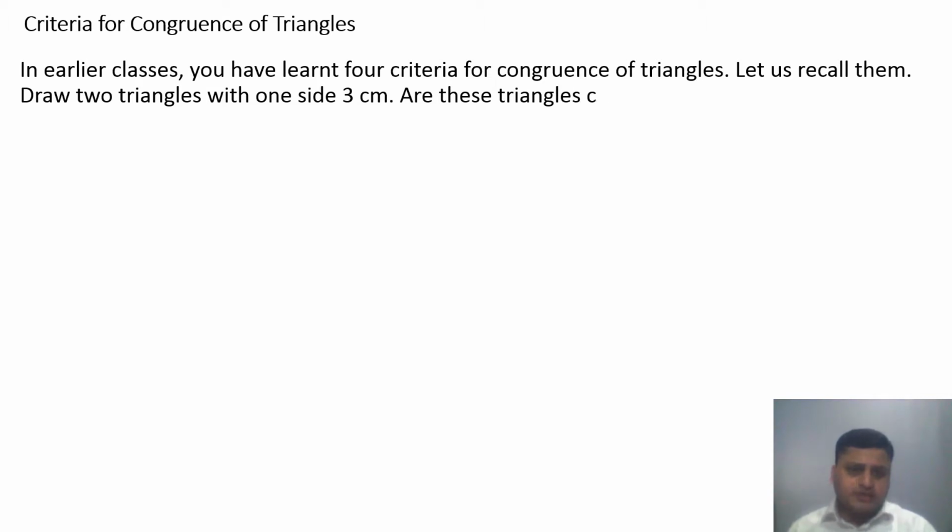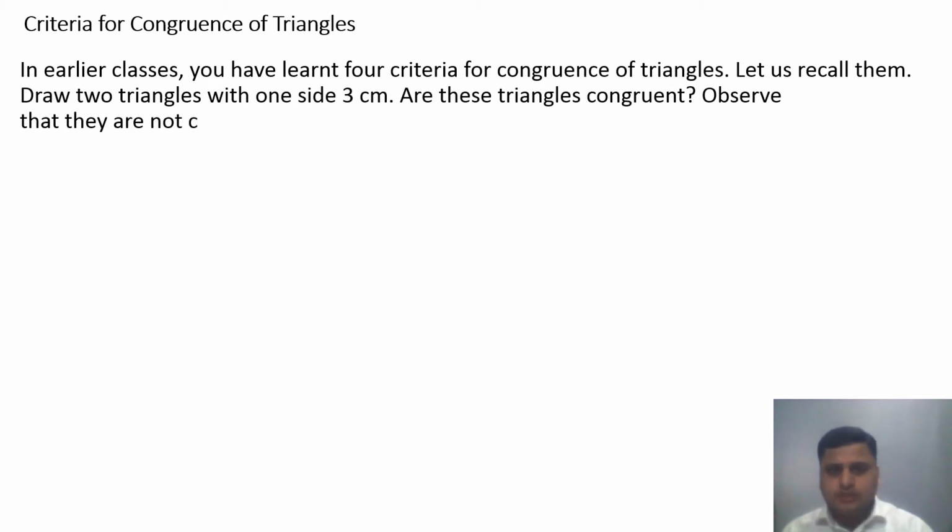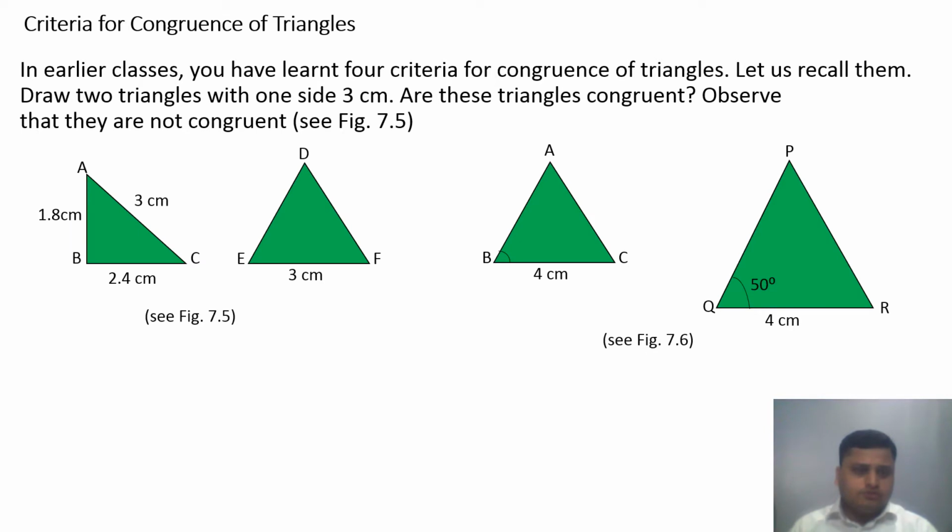Draw two triangles with one side equal to 3 centimeters. Are these triangles congruent? Observe figure 7.5. In this figure you can see that we have drawn two triangles, and both triangles have sides of 3 centimeters. Are they congruent? No, they are not congruent.